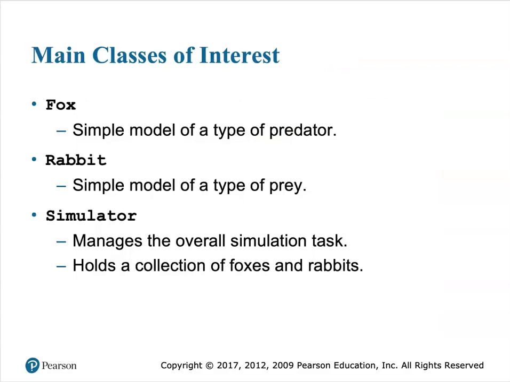So, it's a predator-prey simulation. We need a predator and we need prey. So, the fox class is a hyper-simplified model of predator, and the rabbit class is the simplified model of the prey. The simulator class is responsible for managing the overall simulation, and as such it needs a collection of foxes and rabbits, and it's going to need to know where those foxes and rabbits are in the grid, and it's going to have to rely on some other classes to actually visualize that. But the simulator is where we tell the foxes to do their thing and tell the rabbits to do their thing.